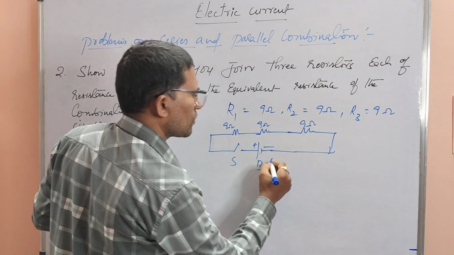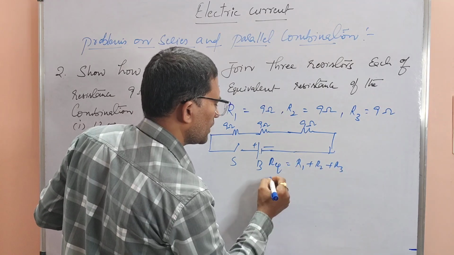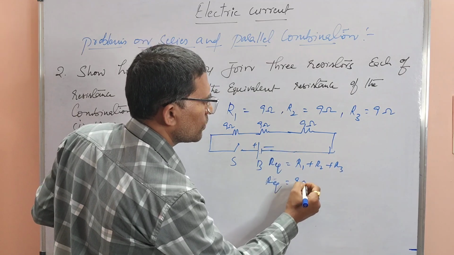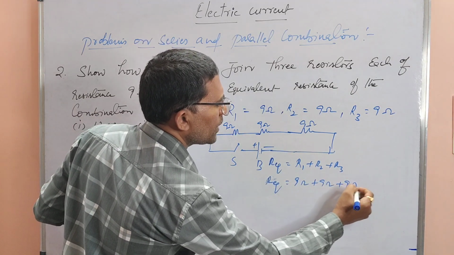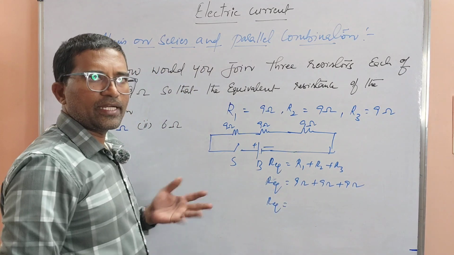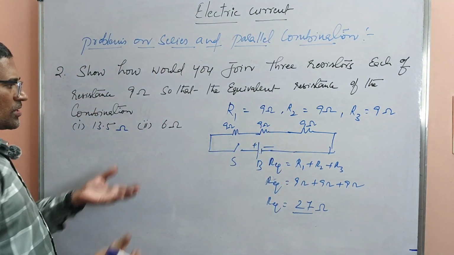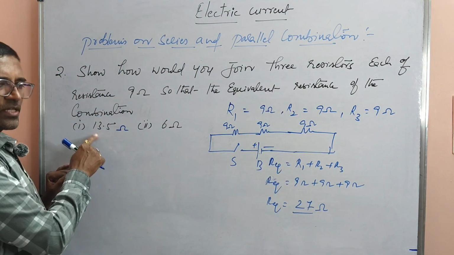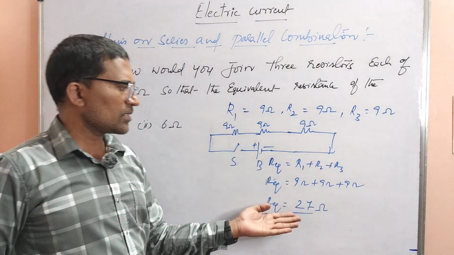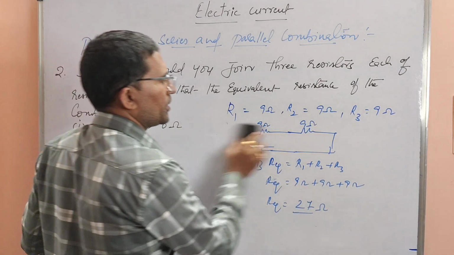If I calculate the equivalent resistance, R equivalent is equal to R1 plus R2 plus R3. R1 is 9 ohm, 9 ohm and 9 ohm. Then R equivalent is equal to 9 plus 9, 18. 18 plus 9 is 27. So it is not possible. Series combination connection is not possible because the values required are 13.5 and 6 ohm, but in series combination we get 27. Hence this is not a right combination.